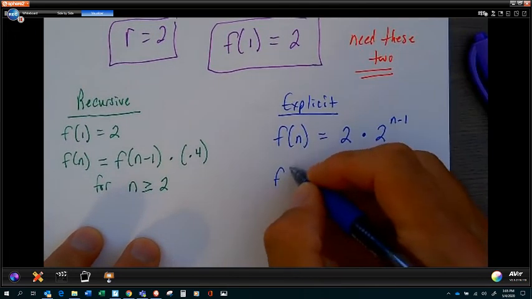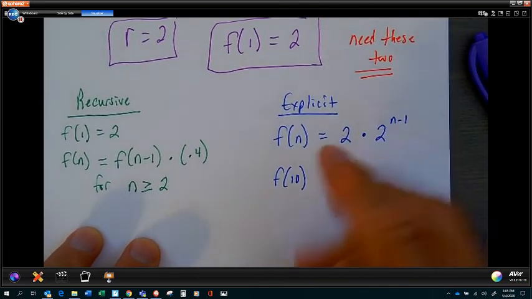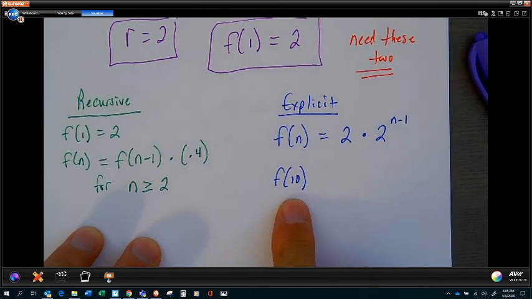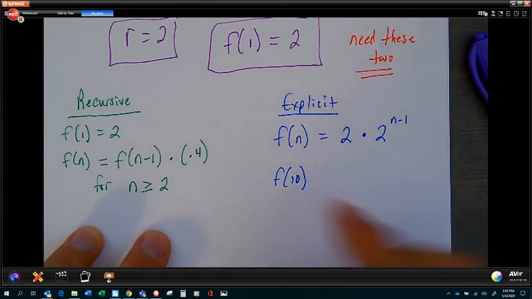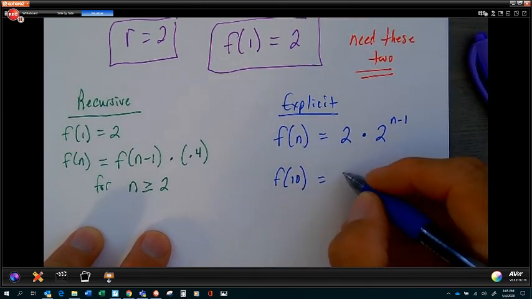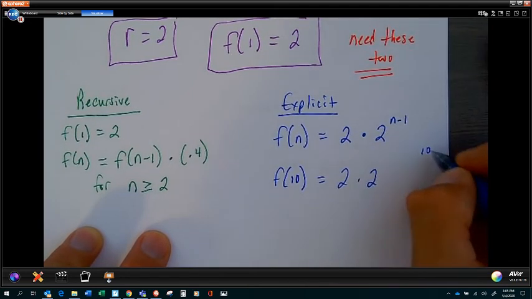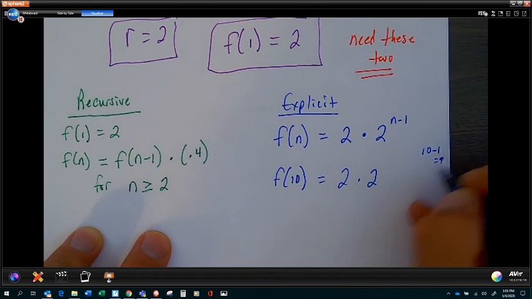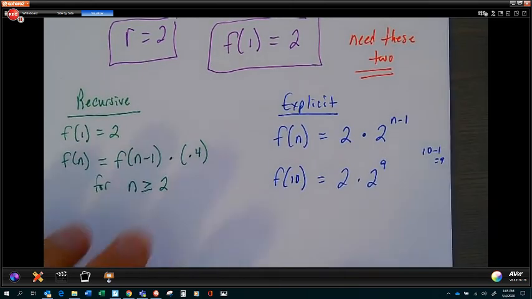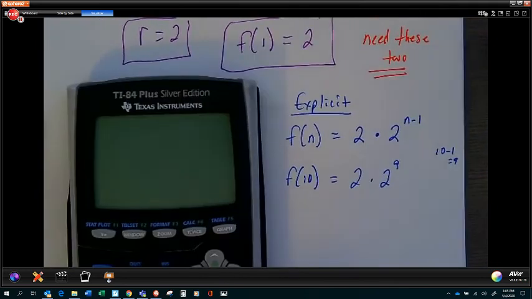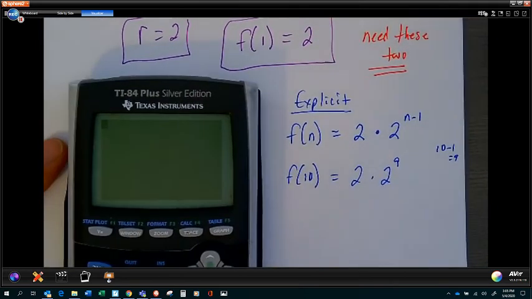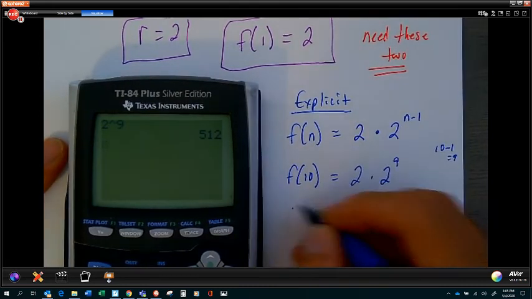So all I have to do to figure out what the 10th term is, how many layers I'm going to have, is substitute 10 in for n. So I take the formula 2 times 2 to the n minus 1. And because 10 minus 1 is equal to 9, now it's 2 to the 9th power. So at that point, I take my calculator and I take 2 to the 9th power, which is 512.